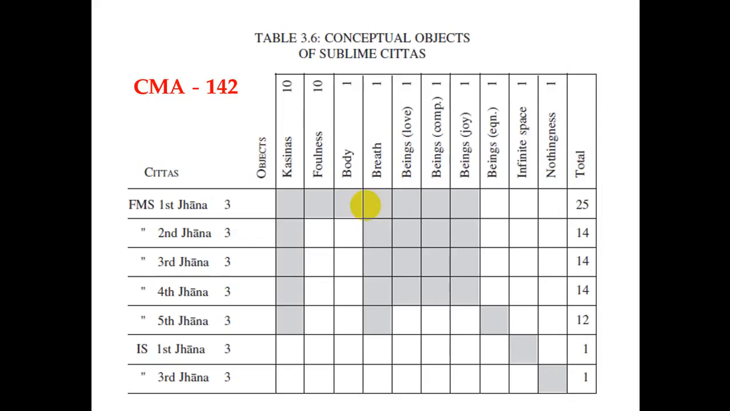The four elements are not a concept. They are material form. Now we are talking about concept. Okay. Yes, Bhante, I have a question.